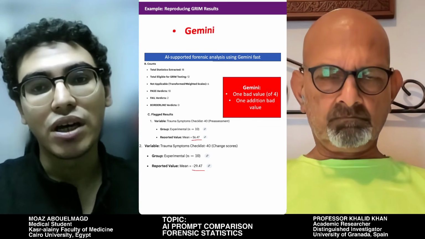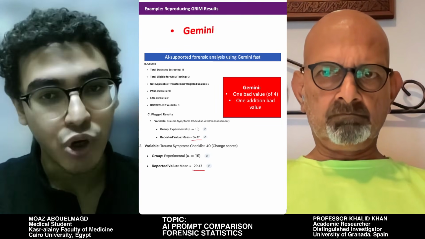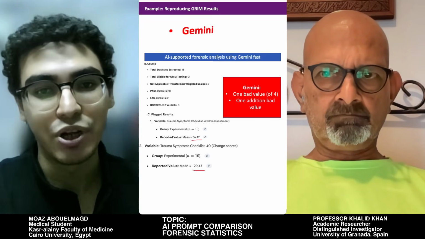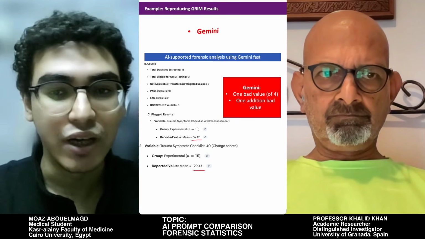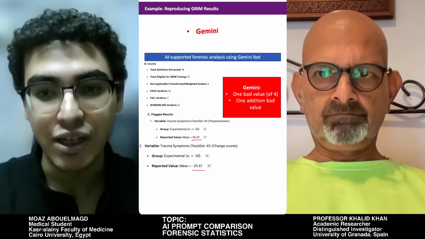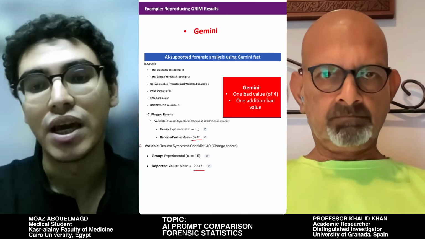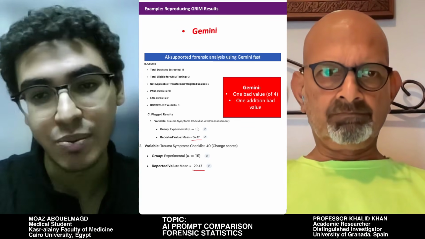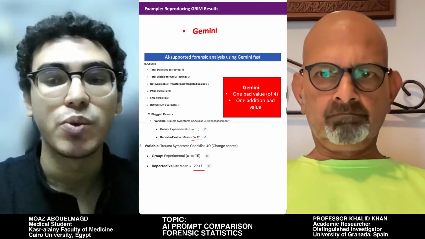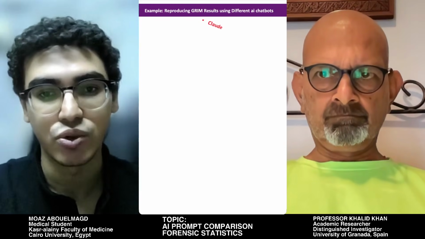So we tried to replicate these findings using our prompt and the same paper and Gemini. And we found the following findings. Gemini found only one bad value out of the four values that Matt reported. And it also found one additional bad value that Matt did not report, which is interesting. And we will talk about this later.